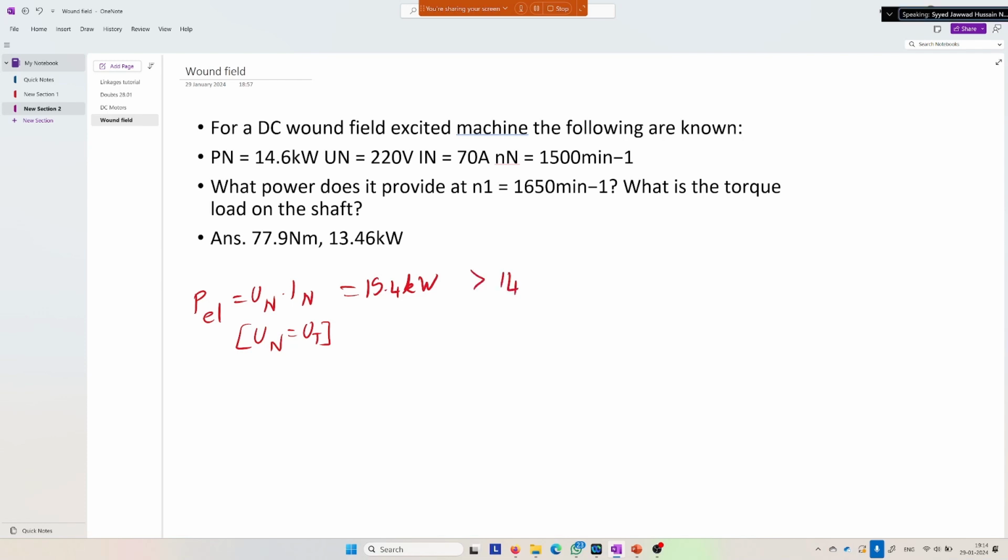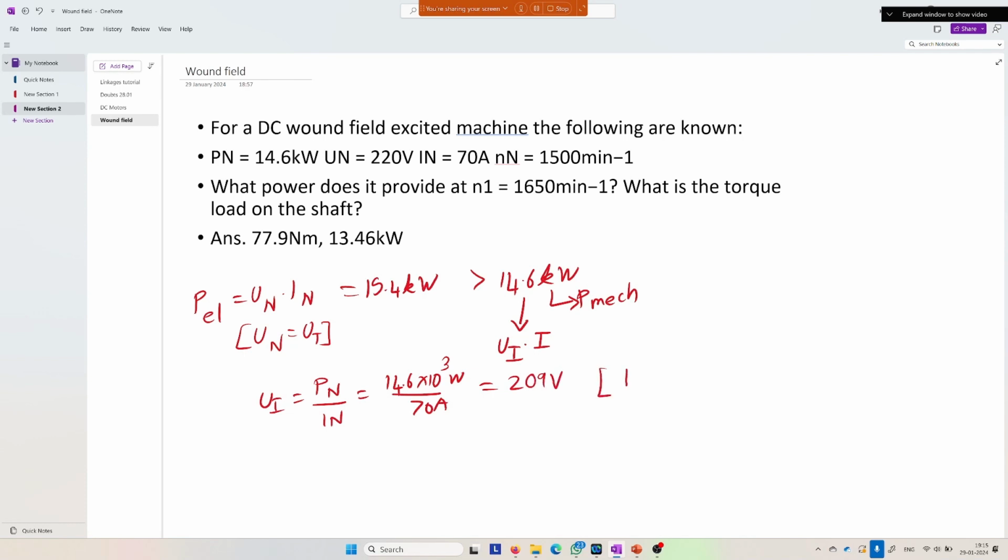So PN, the nominal power, is the mechanical power output. We also know that this P mechanical is equal to U induced times current, and the current is the same. So we know the current, so let's find U induced. UI equals P nominal divided by I nominal, which is 14.6 into 10 power 3 watts divided by 70 amps. Solving that gives us 209 volts.